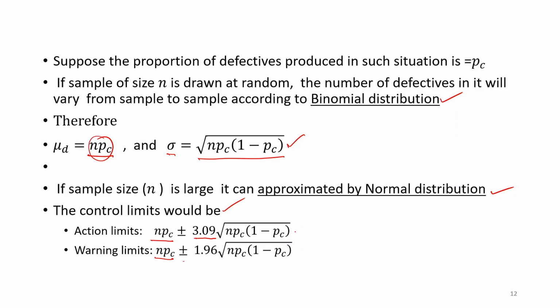Beyond that is the threshold value of the action limit. There is a likelihood that 99% of the items will fall between plus minus 3 sigma, and 95% of the items should fall between plus minus 2 sigma, or 1.96 sigma.